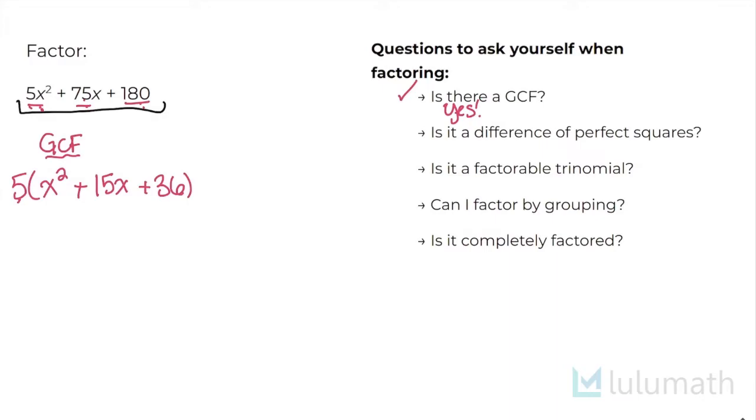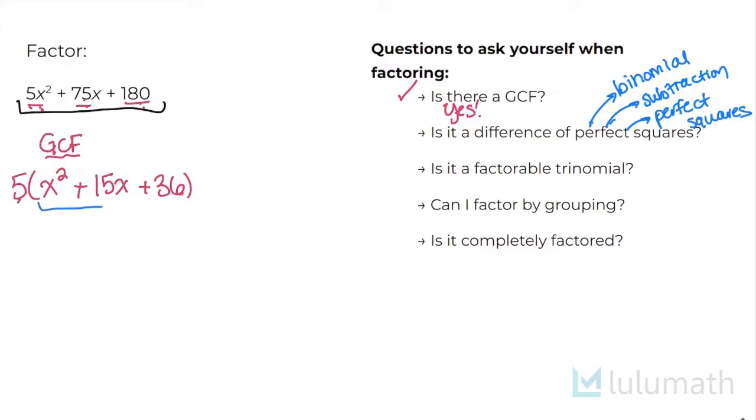Now for our second question, we're going to ask ourselves, is it a difference of perfect squares? Well, in order for it to be a difference of perfect squares, it needs to satisfy 3 conditions. Remember, it needs to be a binomial. It has to have 2 terms. It has to have subtraction. It has to be a difference. And it has to have perfect squares.